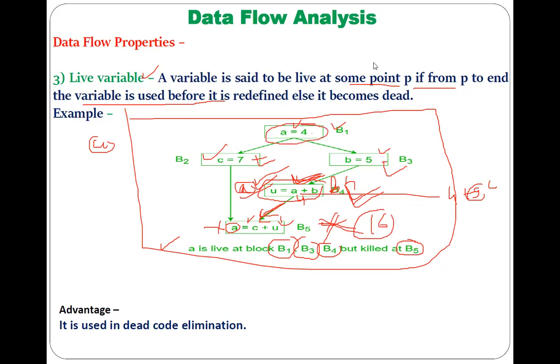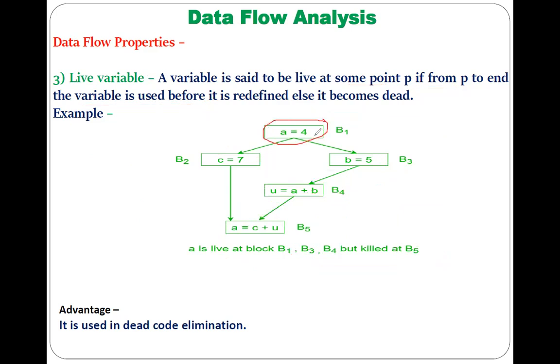This A, let me do it again. This A is live at this point. It is also live at this point. It is also live at this point because in between it is not redefined. It is live at this point because it is utilized here. But it is dead at this point because it is getting redefined here. It is being defined as 4. Here its value becomes 16.